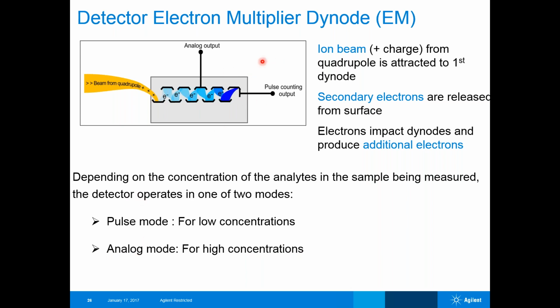So what happens in the detector is that the ion beam coming from the quadrupole is attracted to the first diode, and, if you can see from here, secondary electrons are released from the surface, impact the next diode and produce additional electrons, and they start multiplying. This is the reason why the ICP-MS has a 10 order dynamic range and is a highly sensitive technique.